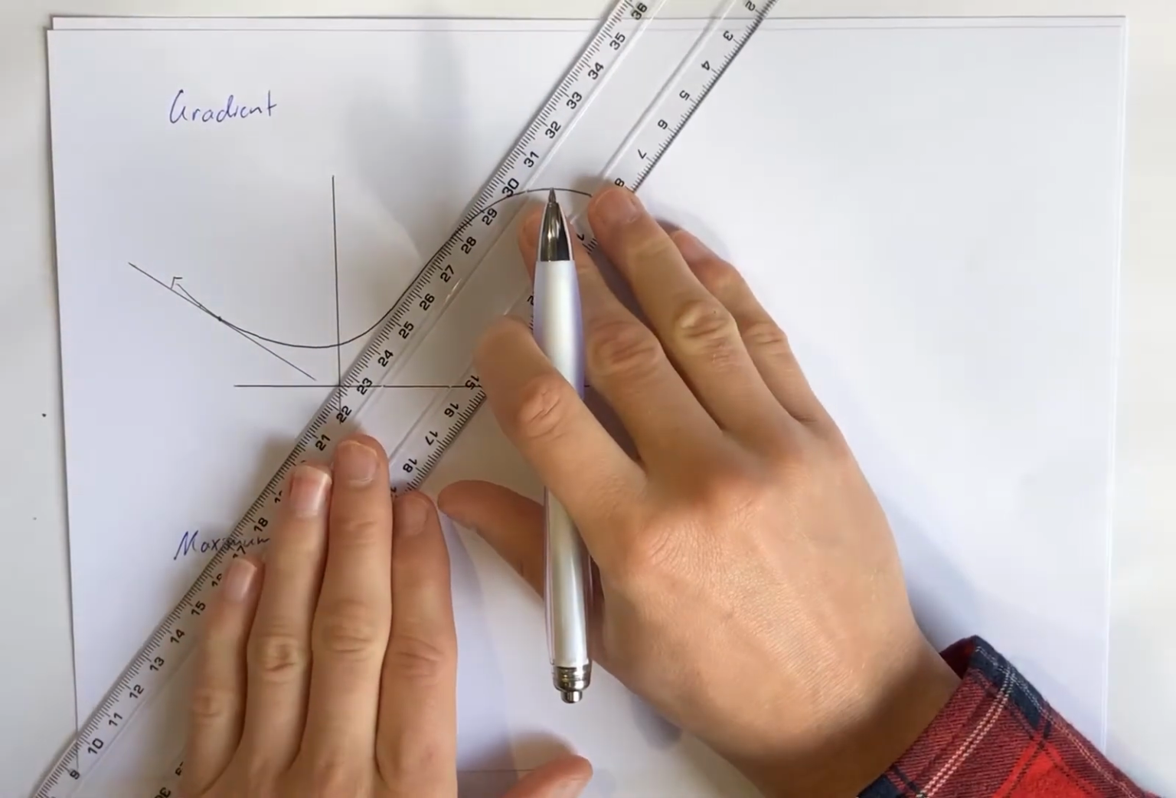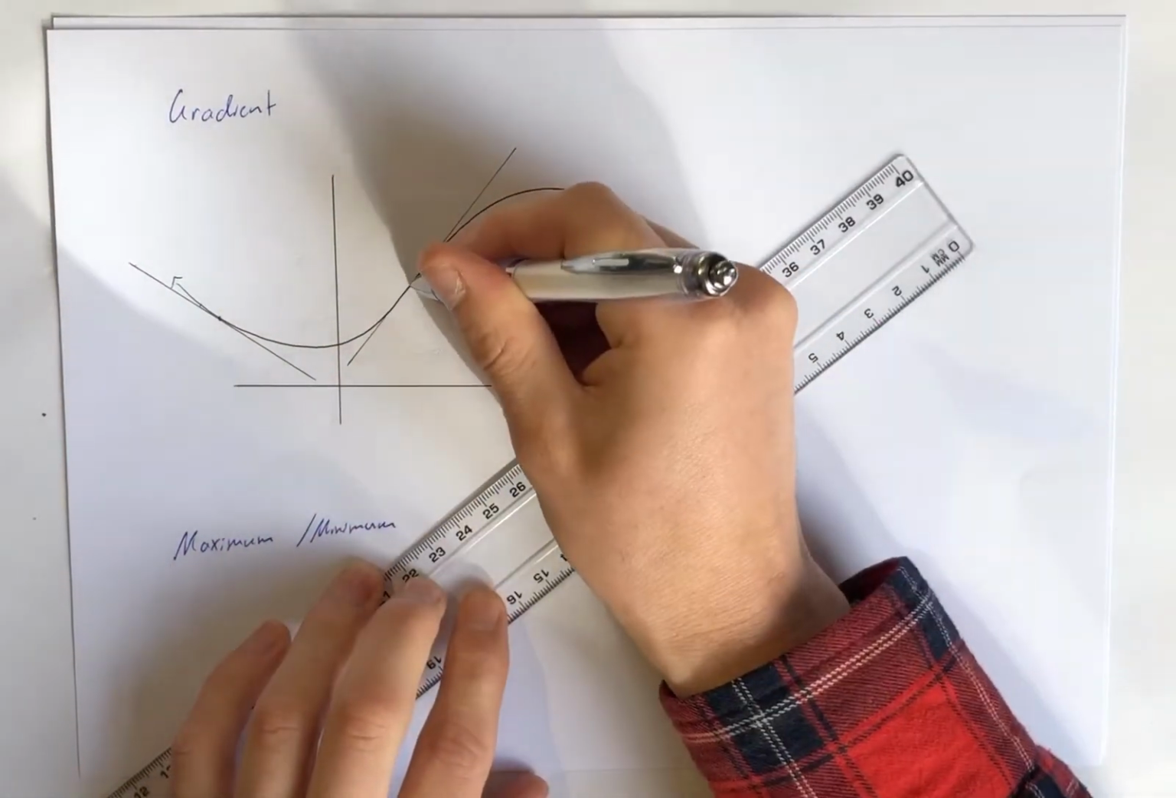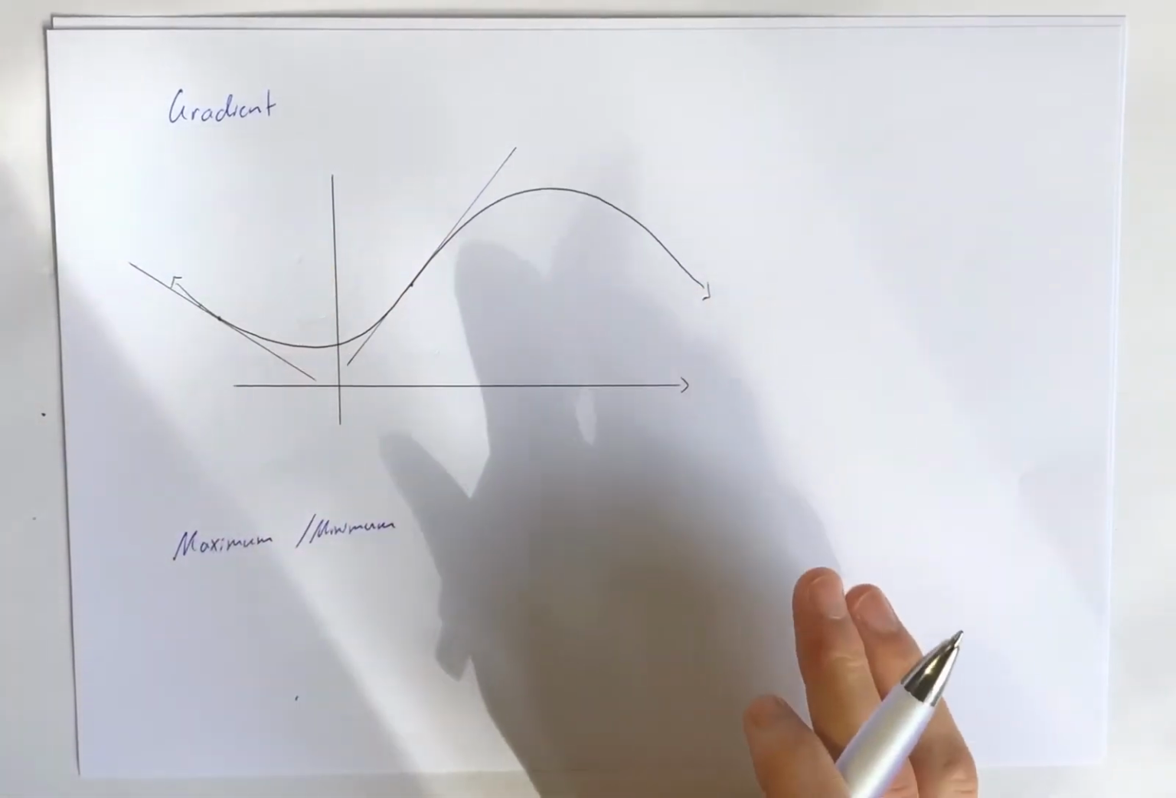You could run a tangent line through here and it would tell you the gradient at that point, and you could do it for all the infinite number of points there along that curve.